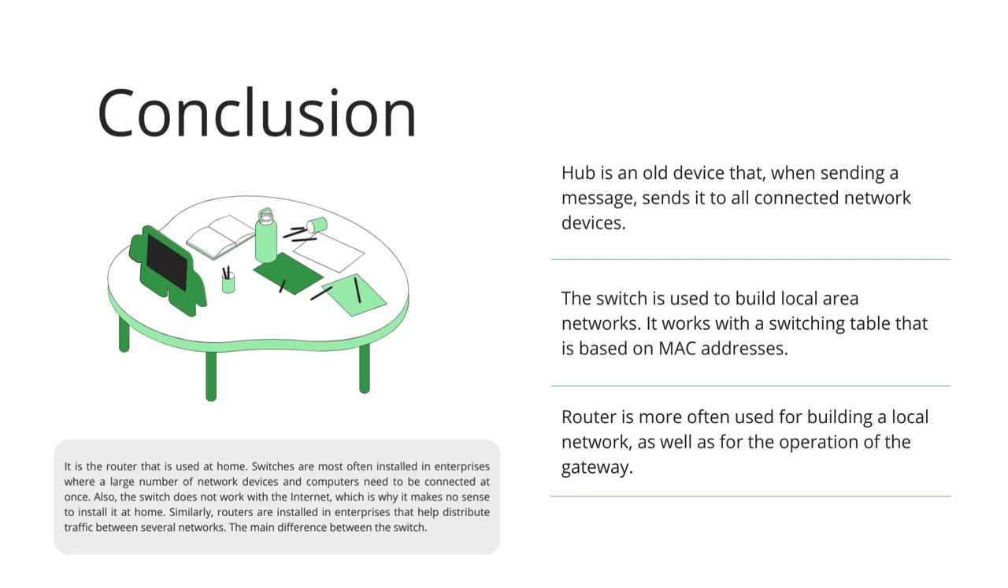The router is used at home. Switches are most often installed in enterprises where a large number of network devices and computers need to be connected at once. Also, the switch does not work with the internet, which is why it makes no sense to install it at home. Similarly, routers are installed in enterprises that help distribute traffic between several networks.